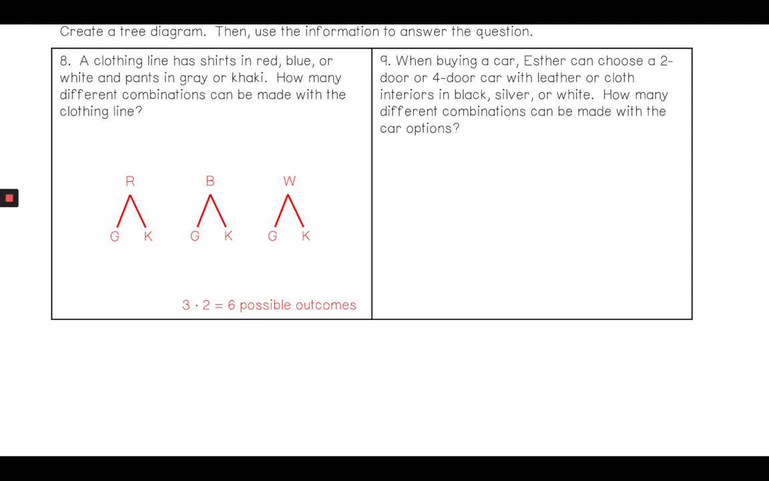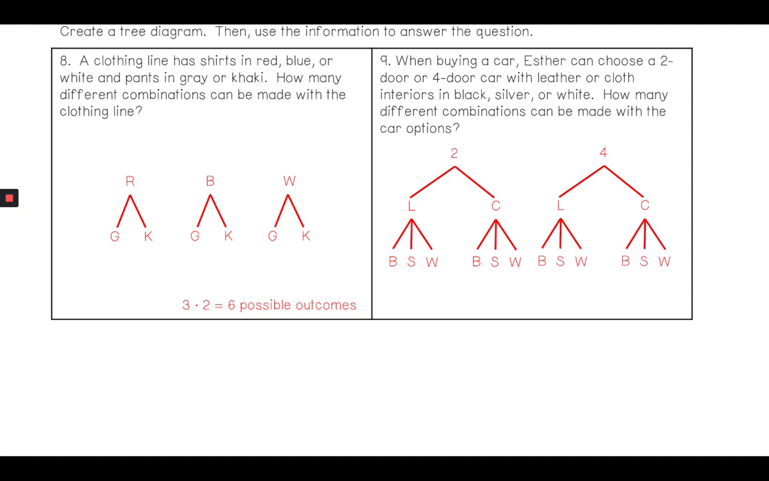So the very first thing with this one is we would notice the choices that she can make using a tree diagram. She could either choose a 2-door or a 4-door. Now, if she chose a 2-door, she could choose leather or cloth. If she chose leather or cloth, she could then choose the interior to match in black, silver, or white. And then again, 4-door with leather or cloth in black, silver, or white.